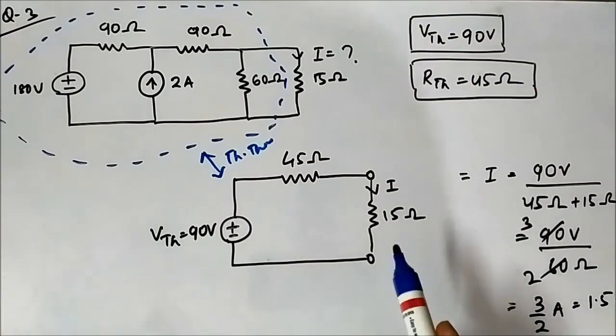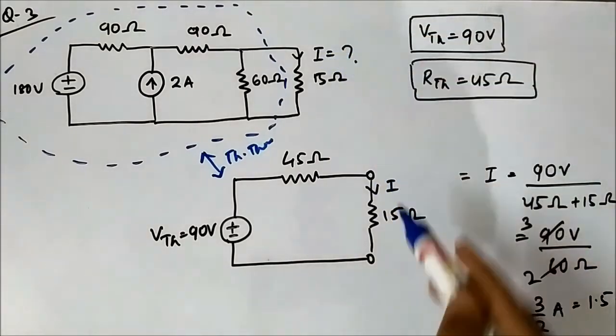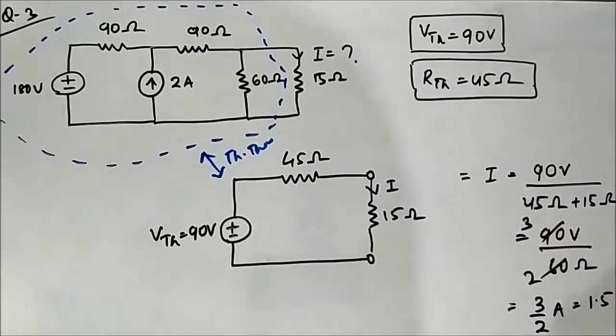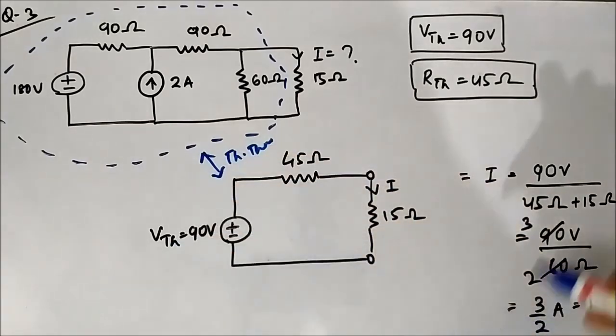Then it is simple to determine the current I. Just reconnect the 15 ohm resistor back, find out the current. Or if it is asked to find the voltage drop or the power absorbed by the resistor, you can do that. So this is the whole point of using the Thevenin theorem, simplification of the circuit for analysis or solving purposes.